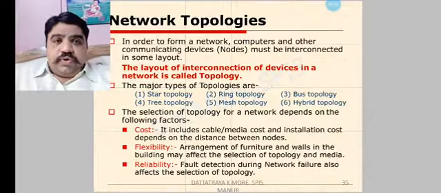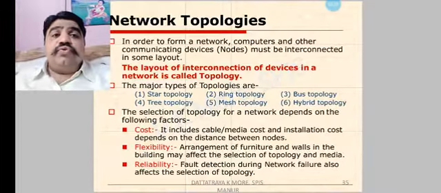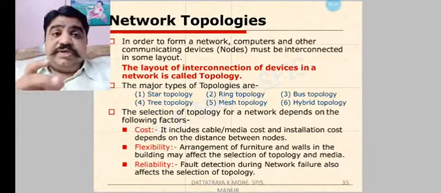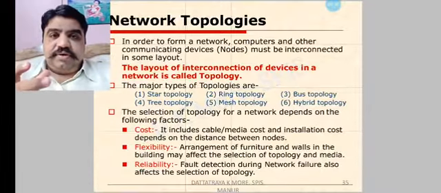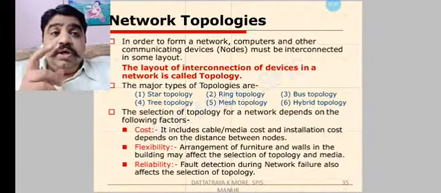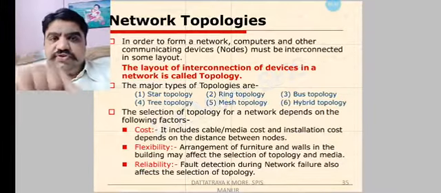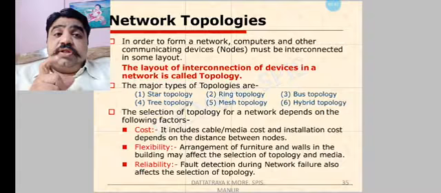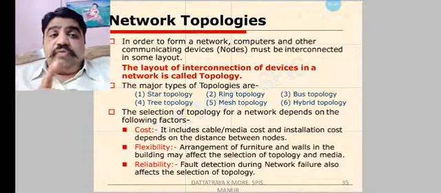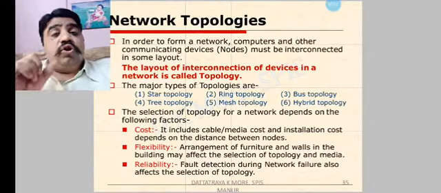Let's first see what network topology means. In order to form a network, computers and other communicating devices, called nodes, must be interconnected in some layout. One structure, one architecture should be there. The layout of interconnection of devices in a network is called topology.